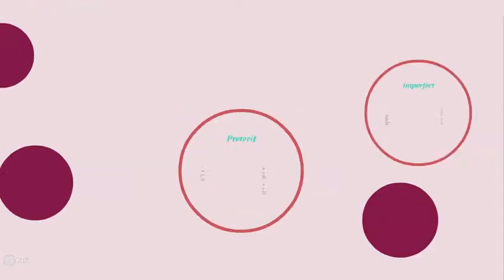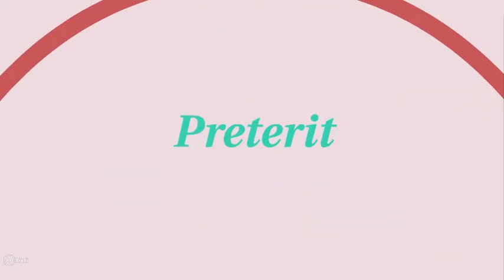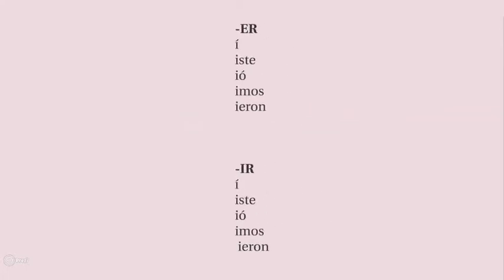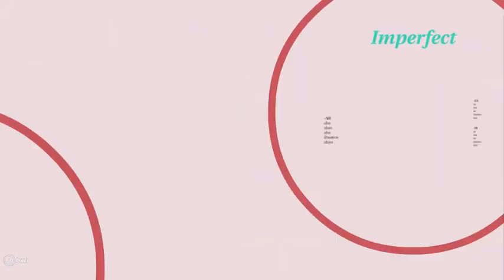Let's start with a quick review of preterite and imperfect by themselves. Remember, the preterite tense is used to describe an event that has already happened. For example, he walked becomes él caminó, and so on. For a basic AR verb conjugation, the endings are e, aste, o, amos, and aron. And for ER/IR verbs, the endings are I, iste, io, imos, iron.